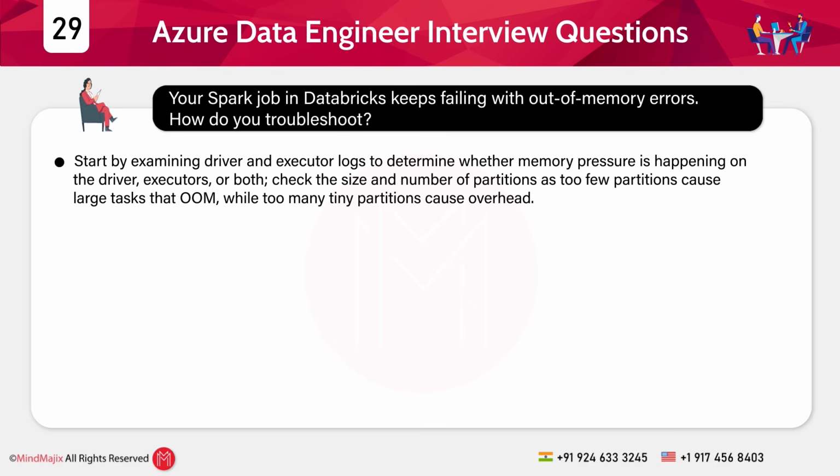So apart from this, you have to tune the parallelism by adjusting the spark.sql.shuffle.partitions or repartitioning the dataset into a sensible number of partitions proportional to your cluster cores. For that, you can use the persist or cache cautiously and avoid caching very large datasets unless the memory is sufficient. So for joins, you prefer the broadcast joins where one side is small. Otherwise, consider sort merge joins and ensure join keys distribute evenly to avoid the skew. Apart from this, you need to increase the executor memory or cluster size if computations are legitimately requiring it, or refactor the logic to reduce the memory footprint.